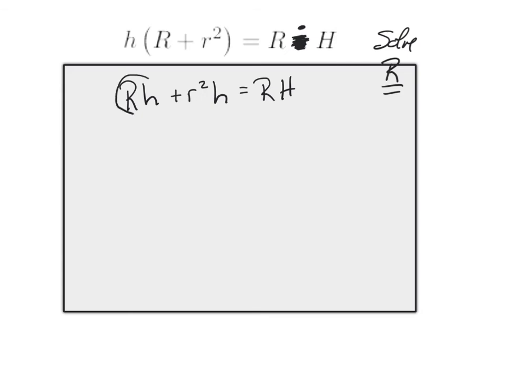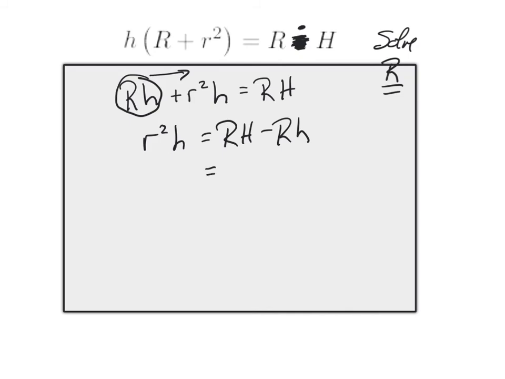So I'm going to take this capital RH and move it over to the other side by changing its sign. So I have R squared H equals capital R, capital H, minus capital R, h. I still have 2 capital R's. That's still bad, and I can't put them together. That's still worse. So I'm going to factor.